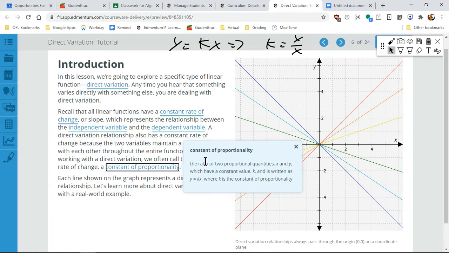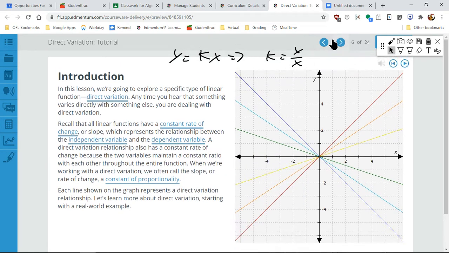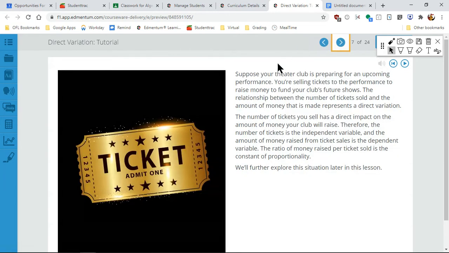Constant of proportionality. This is what we're talking about by direct variation. Remember, I said that k is a constant. So k is just a slope. They keep kind of changing it a little bit, but just think of it as slope. It's a constant of proportionality. It's a slope. Same rate of change. They try to make it sound all fancy, but it's not. It's just a slope.